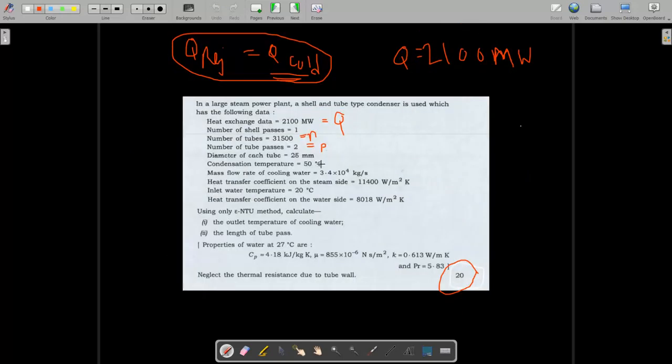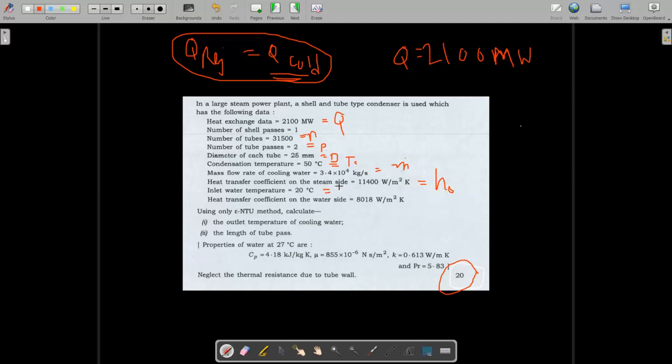Next, it is given that the diameter of each tube is 25 mm. So the capital D diameter of the pipe we have. Condensation temperature is 50 degrees Celsius, Tc. Mass flow rate of the water is given as 3.4 × 10^4 kg per second. And the heat transfer coefficient on the steam side, that means ho, because steam is flowing outside of the tube.